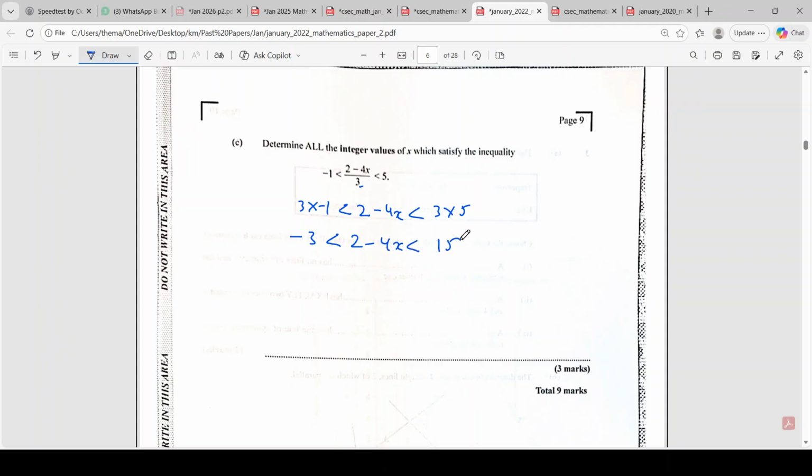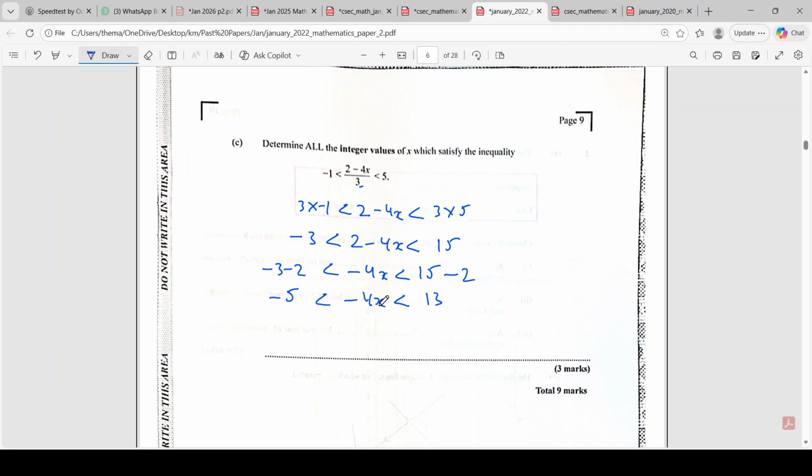5 3s are 15. Then we want to get rid of this 2, so we carry it across both sides as well. So you carry it across in left hand side, this is plus 2 become -2. -3 minus 2. 15 minus 2. -5 less than or equal to -4x. 15 take away 2 is 13.